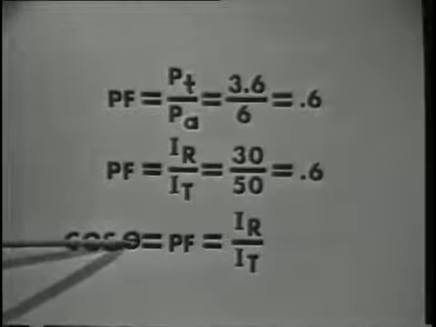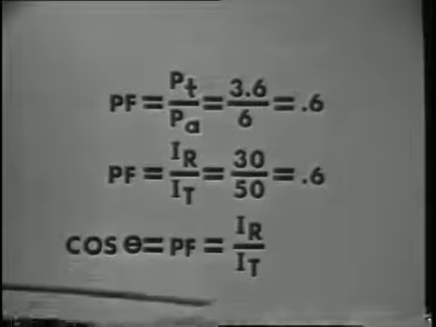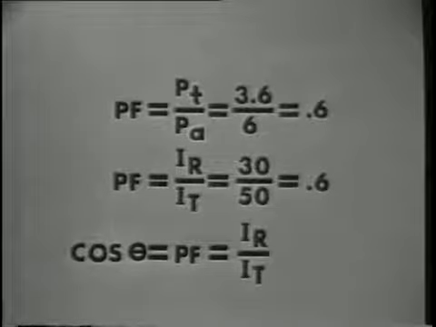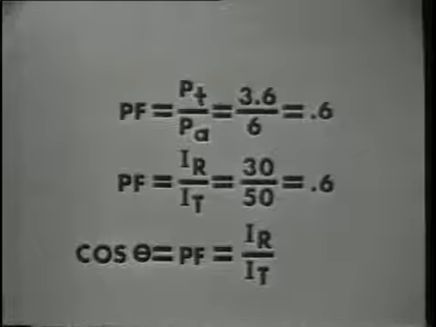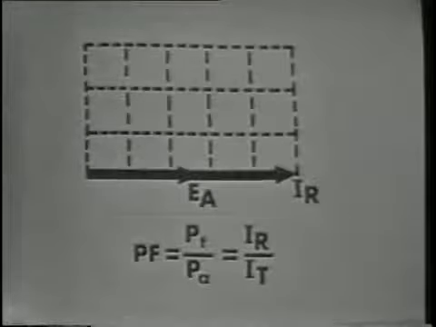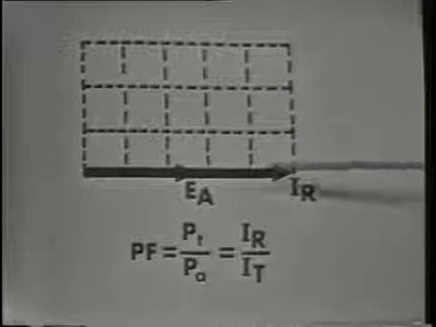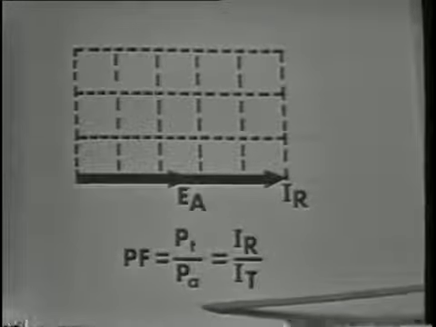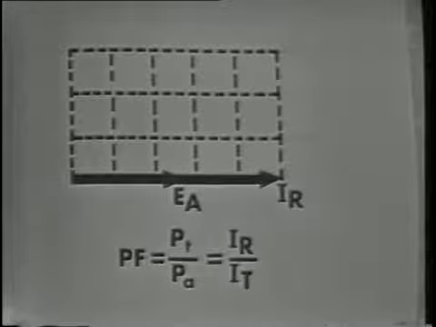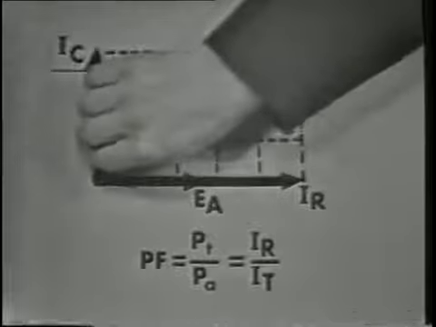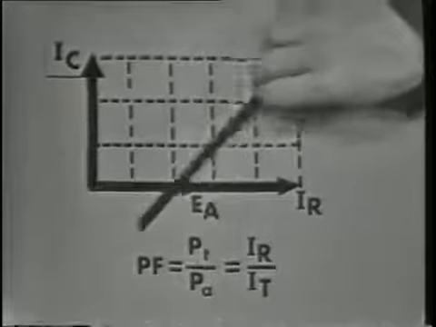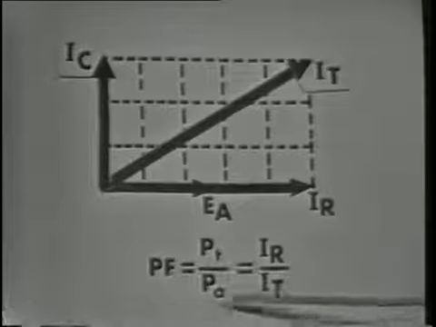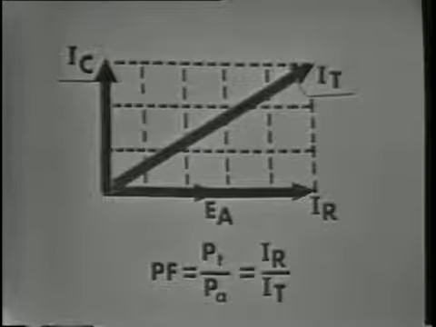Also notice that the cosine of angle theta equals IR over IT, or the cosine of theta equals the power factor. And now we can see how the phase angle will influence the power factor, or influence the efficiency of our circuit. For example, if the circuit were purely resistive, the power factor would equal 1, because IR would equal IT, the true power would equal the apparent power. But if a reactive current were introduced, or if the reactive current were increased, then total current would increase, angle theta would increase, and the power factor would decrease. Of course, apparent power would increase also, causing the power factor to decrease.